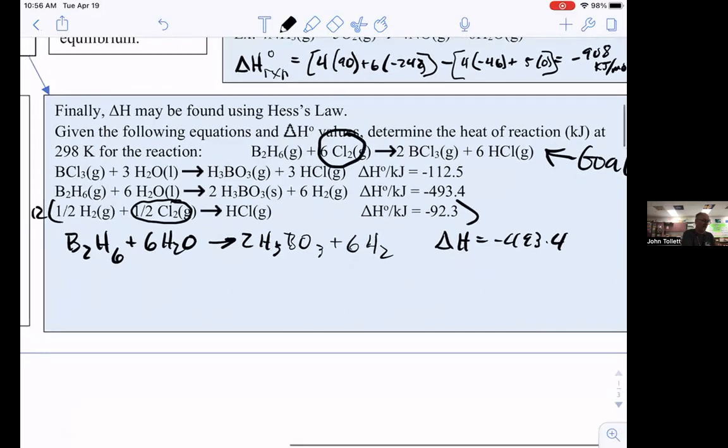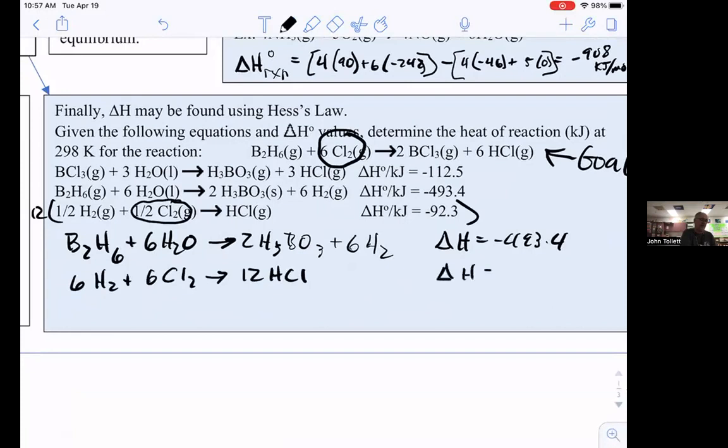So if I do that, I would have 6 moles of H2 plus 6 moles of Cl2 giving me 12 moles of HCl. And what I would do to the delta H value is the same, so delta H would be 12 times the negative 92.3. The last thing I'm missing is the hydrochloric acid and the BCl3.